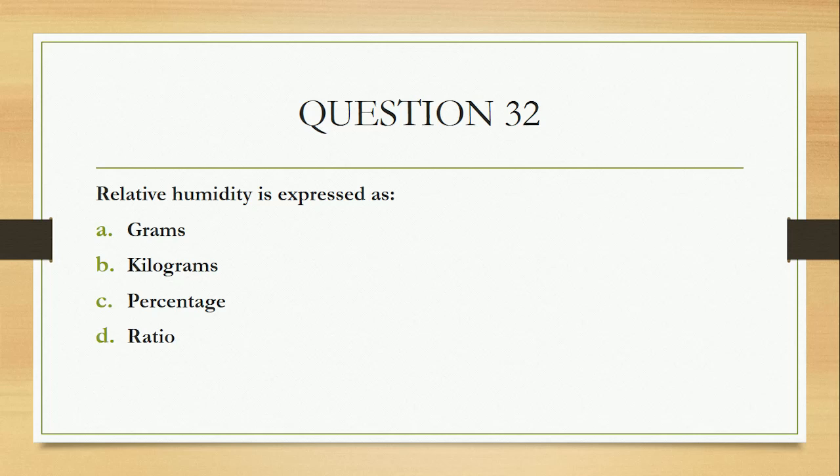Now the next question is, relative humidity is expressed as option A, grams, option B, kilograms, option C, percentage, or option D, ratio. And the correct option is option C, percentage.